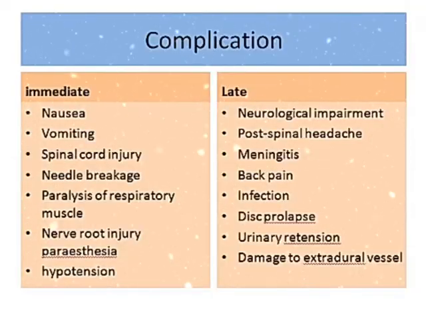Now, there are two types of complications of spinal anesthesia. One are the immediate and the other are late. The immediate complications include nausea, vomiting, spinal cord injury, needle breakage, paralysis of the respiratory muscles, nerve root injury, paresthesias, and hypotension. Whereas late complications include neurological impairment, postspinal headache, meningitis, back pain, infections, disc prolapse, urinary retention, and damage to the extradural vessels.